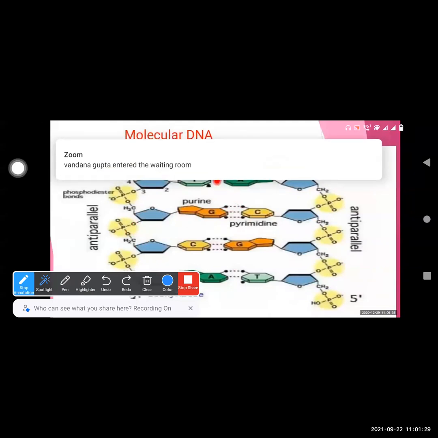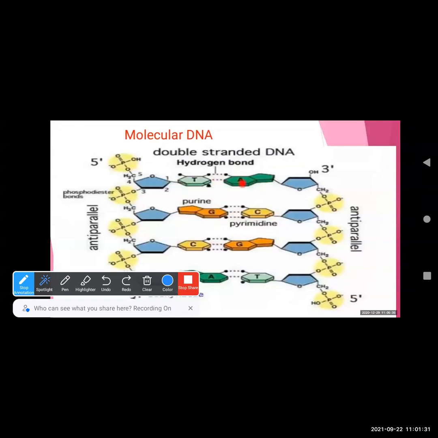And see here, this is the nitrogenous base, right? So these nitrogenous bases, see, this is AT, this is GC. So these nitrogenous bases are joined with the help of hydrogen bond, right? So this is how the double helical structure of the DNA molecule appears, or it is formed. Right? Sugar phosphate backbone, nitrogenous base, and they are bonded together by hydrogen bond.